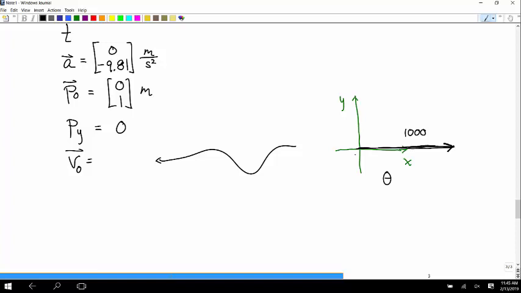So theta is equal to 0. So this vector is 1,000 times cosine of 0, 1,000 times sine of 0, which gives you what I just said the answer was, because we know it's moving just in the positive x direction. This vector is 1,000 for x, 0 for y.